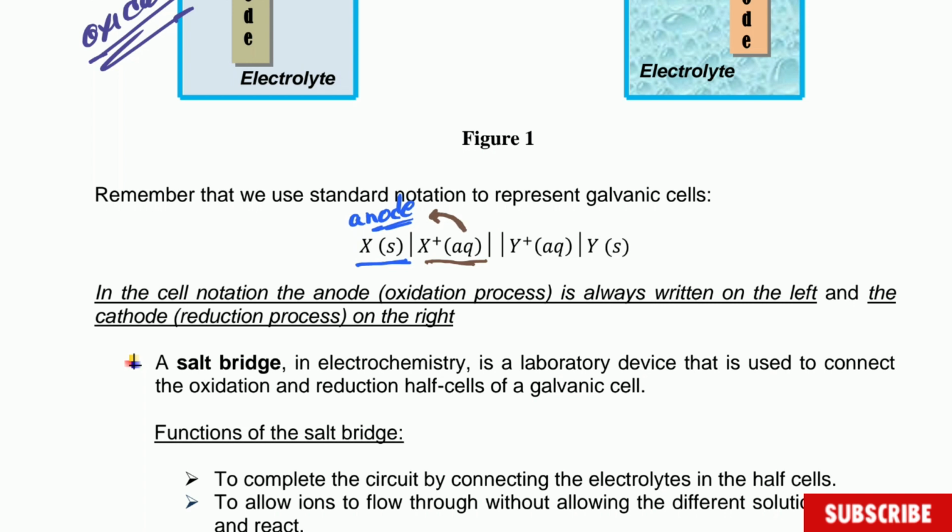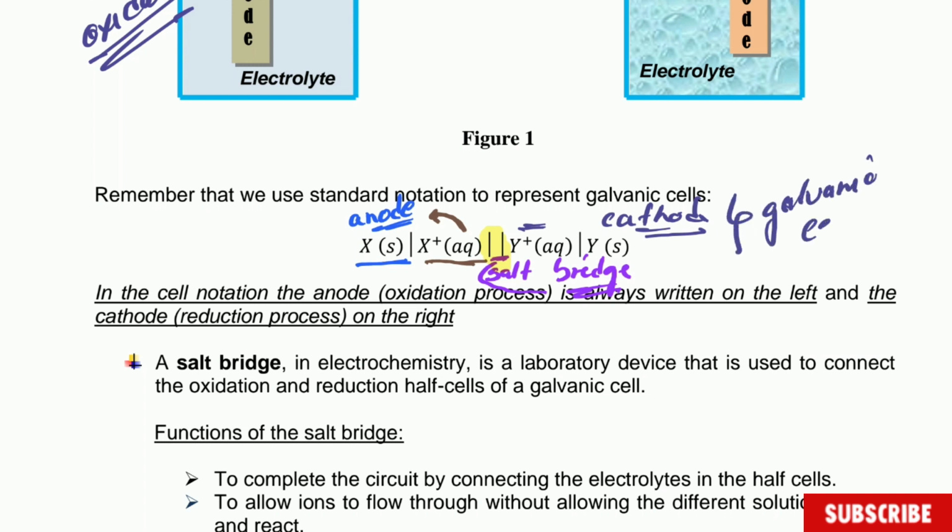You have a double line which will represent the salt bridge. Now be careful, that is the salt bridge there. Then we come into the right side. We're starting with the electrolyte. This one here is the electrolyte, and this one is the cathode. This one is always like that, and this is for galvanic cells. Okay, it's very, very important.